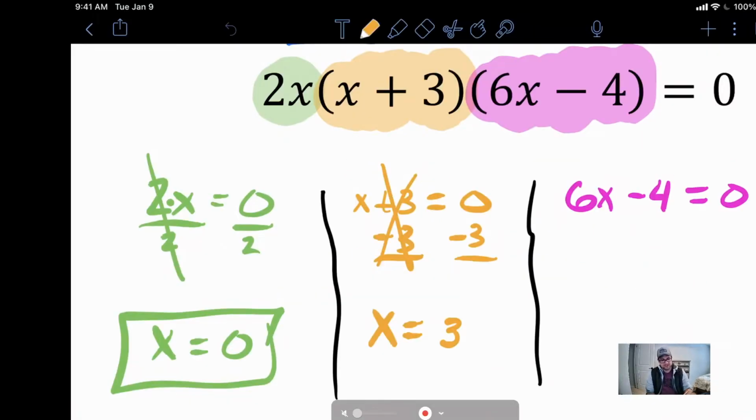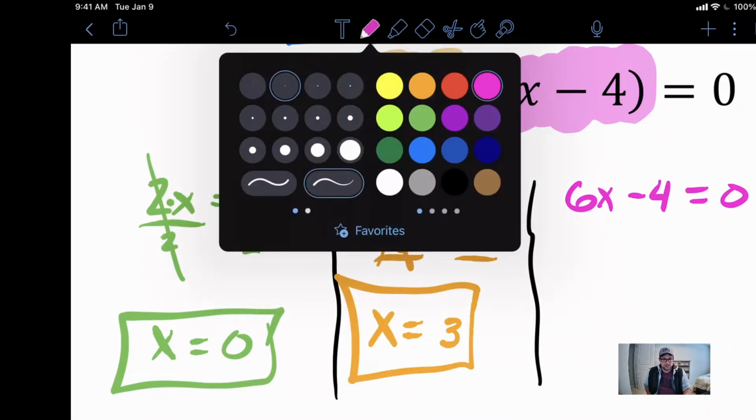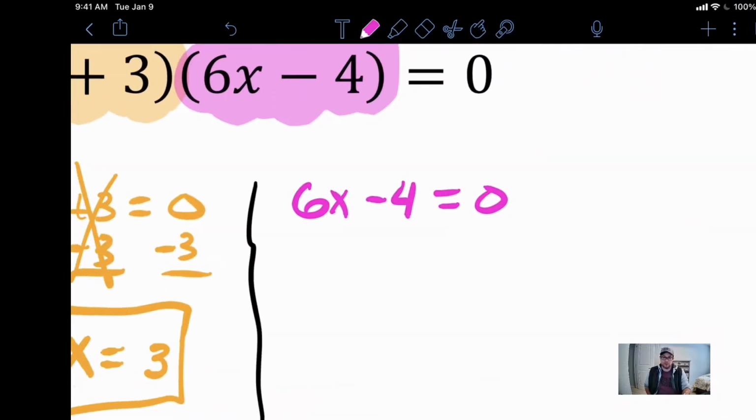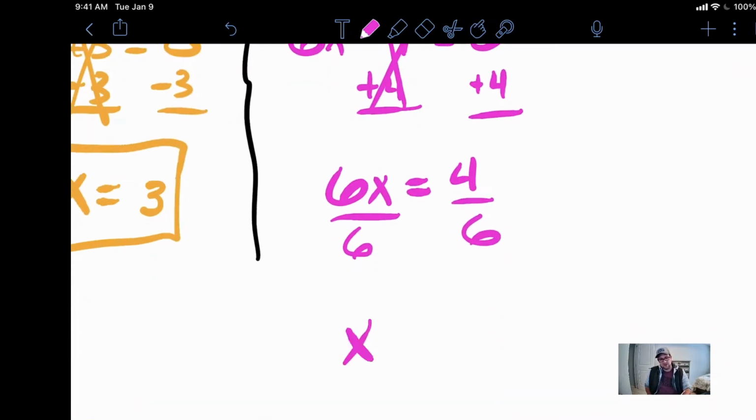So let's just continue. So over here, we just solved this, and we figured out x is equal to negative 3. Now, for the pink equation, it's going to take a little bit more work, but it's going to be the same process. First thing we want to do is add 4 to both sides. These two are going to cancel off. That's going to leave us with 6x is equal to 4. Now, we still want to get x alone, so we want to divide by 6 and divide by 6. And when we do that, we find out that x is equal to 2/3.